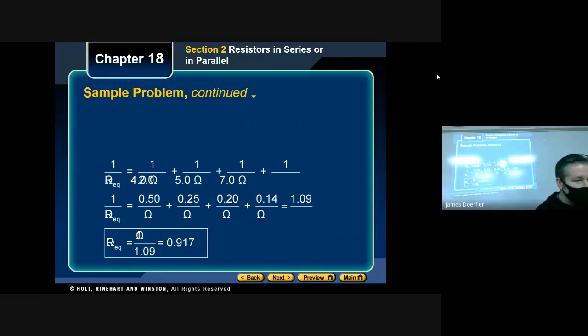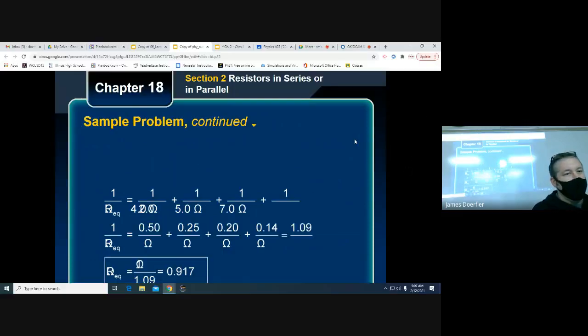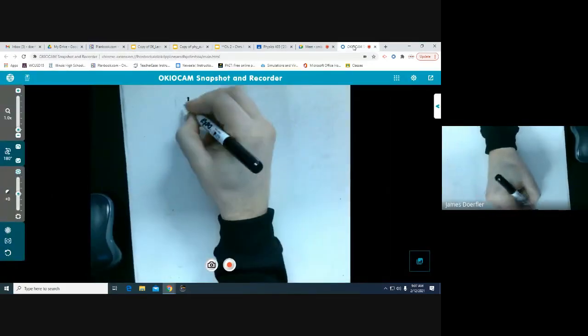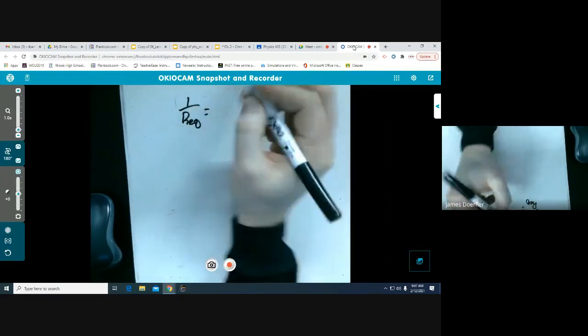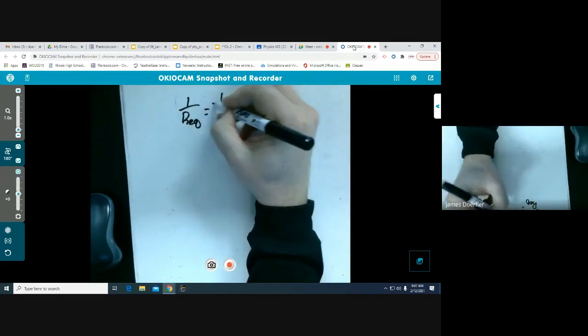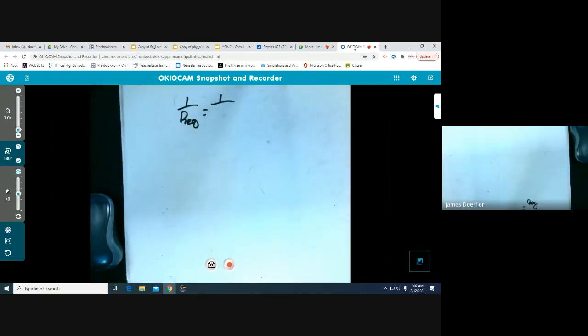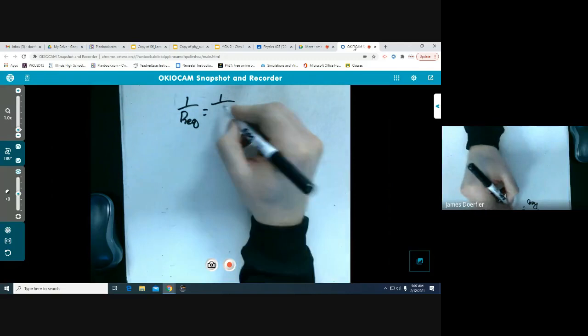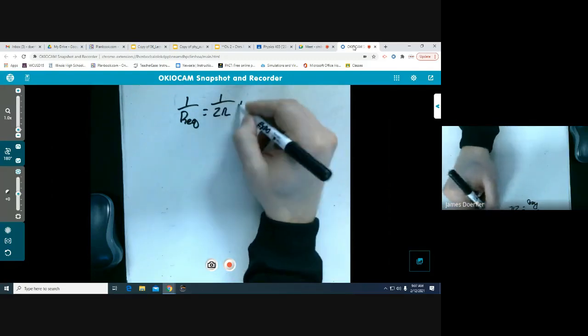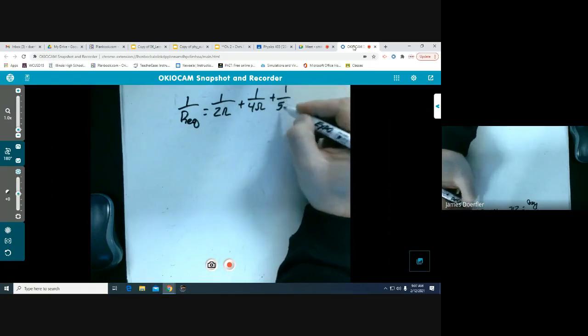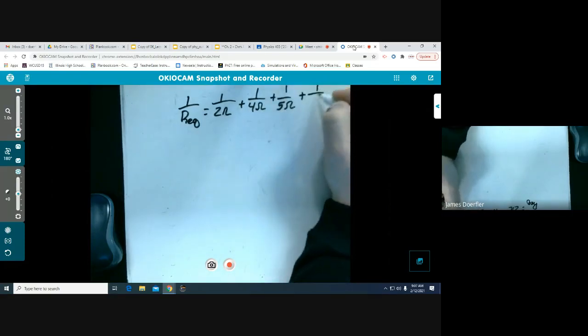And what do I want to do? Okay. So kind of how I go about it is I take all of your resistors and place them in reciprocal fashion. Let's see, it was 2, 4, 5, and 7. 1 over 2 ohm plus 1 over 4 ohm plus 1 over 5 ohm plus 1 over 7 ohm.